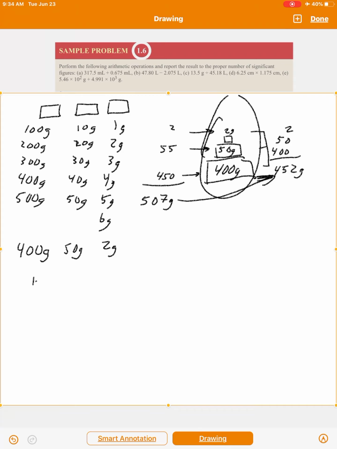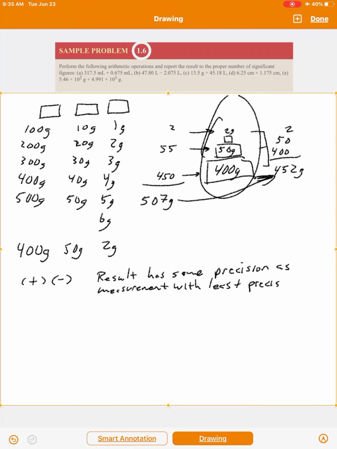For addition and for subtraction, the result, the answer that you're calculating, has the same precision as the measurement with the least precision. Now, which of these three has the least precision? It's this one right here. That one has the least precision. It can only measure out to the nearest 100 grams.